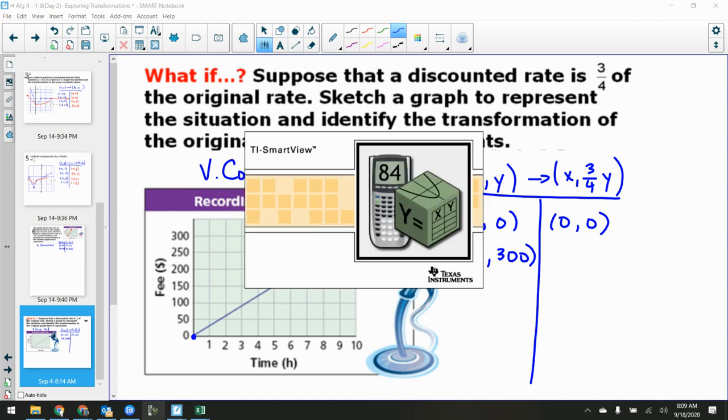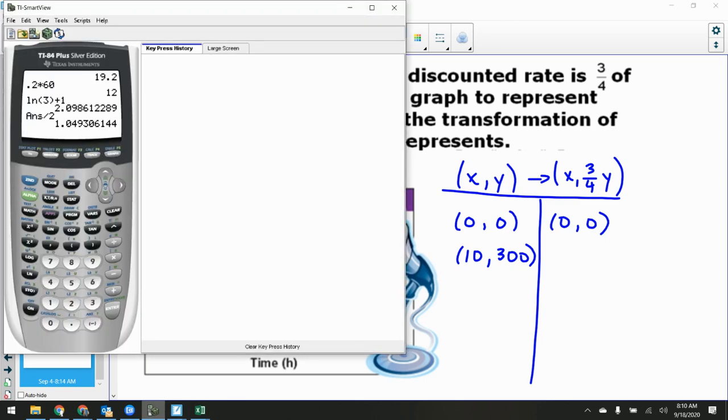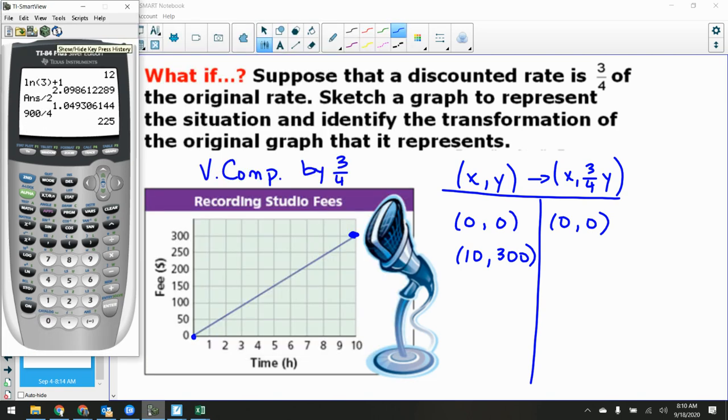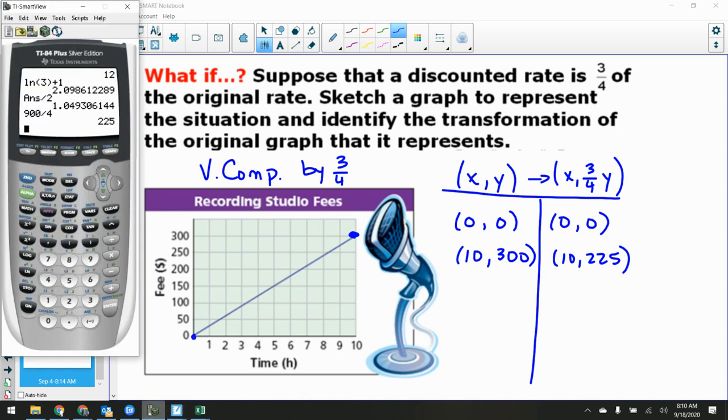All right, 300. 3/4 of 300, I can do this in my head here. That would be 900 divided by 4. $225. Okay, 10, 225. Wait, is that right? Yeah, I know, because I multiplied 300 times 3/4.